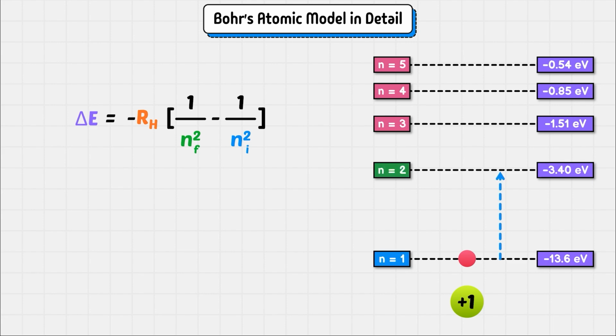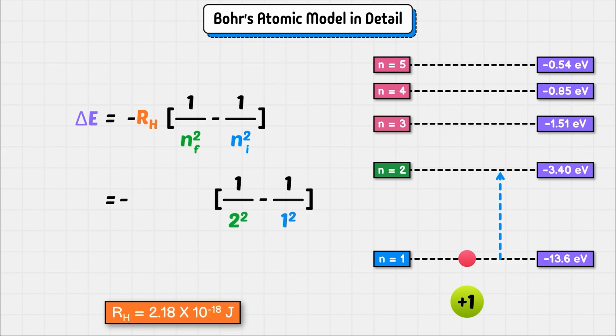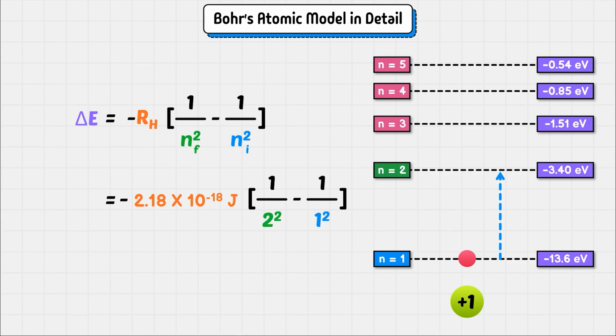We can easily calculate this energy change using this equation. Since the electron is jumping from the first orbit, this will be its initial orbit, and the second orbit will become its final orbit. This is the value of Rydberg's constant, and after solving this equation, we obtain the energy change involved in this electronic transition. For convenience, we can also convert this energy into electron volt. Now because this energy is positive, it means the electron will absorb 10.2 electron volts of energy when it jumps from the first orbit to the second orbit.